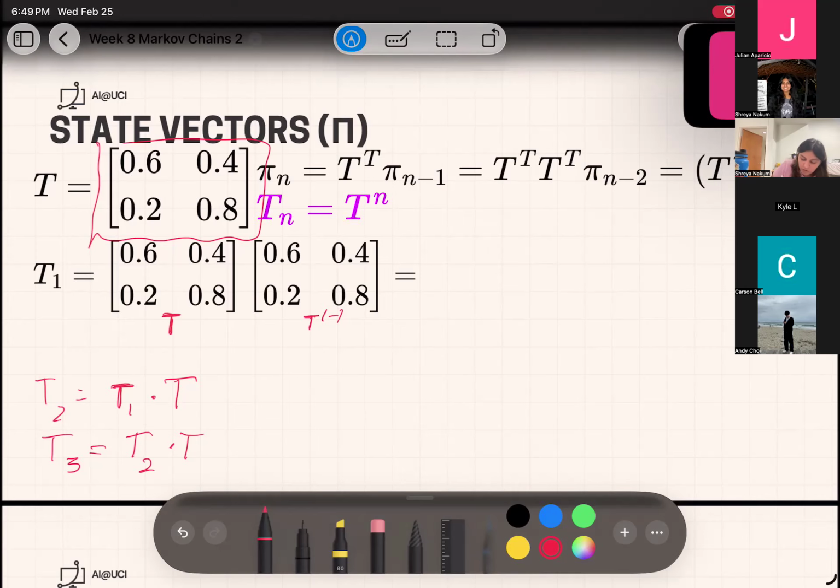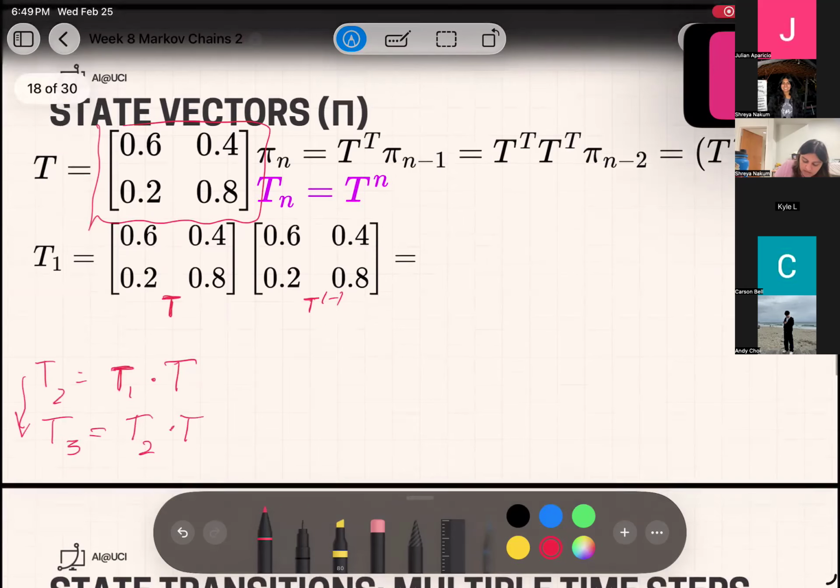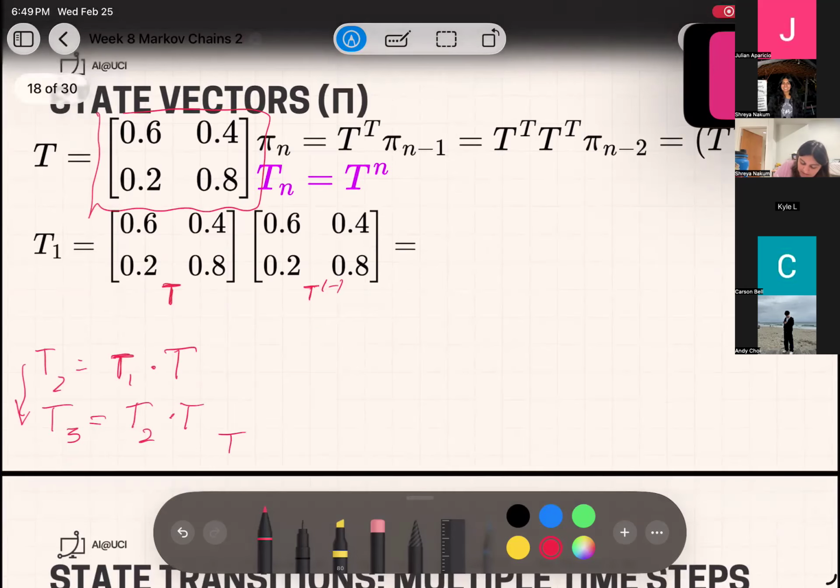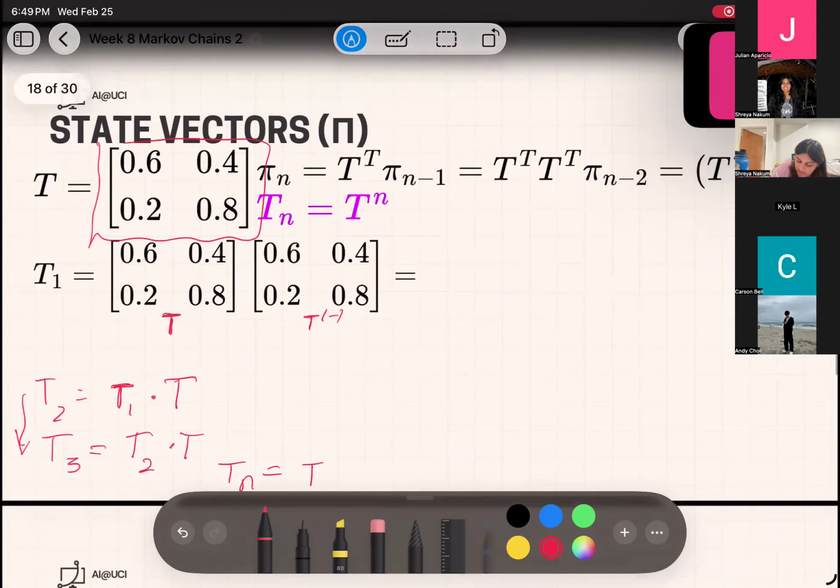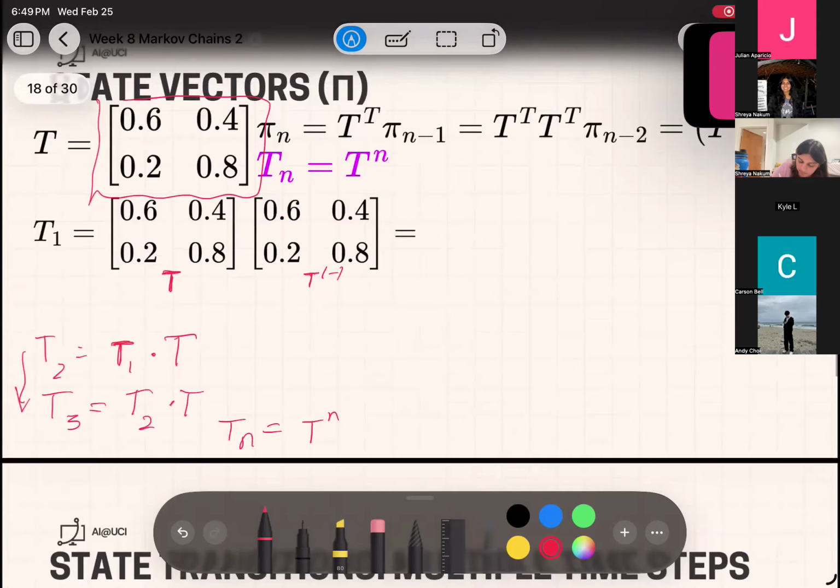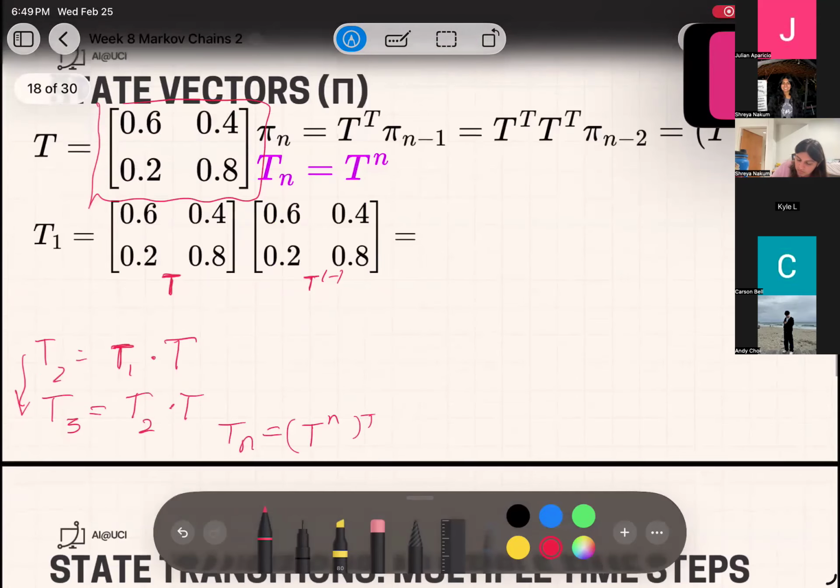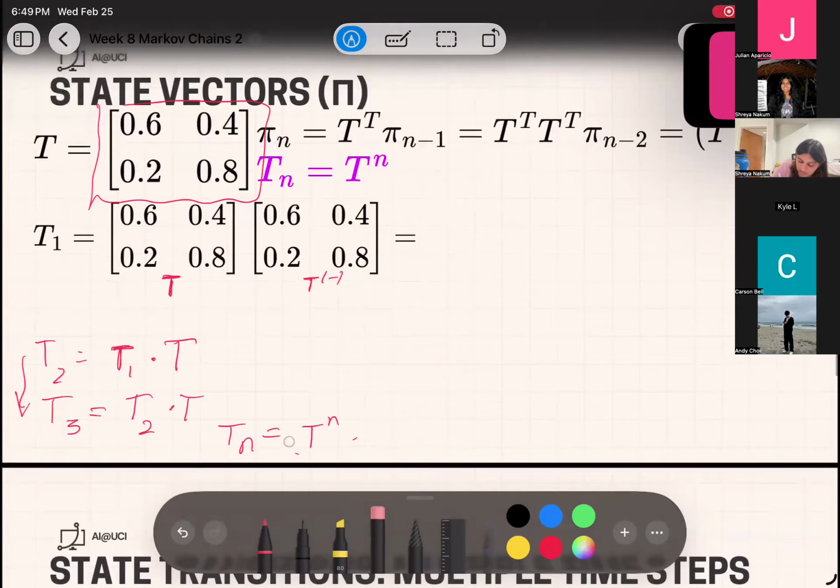If you keep following this path, the time step at n is going to be equal to, because T2 is equal to T1 times T and T1 is equal to T0 times T, the initial vector times T to the n. So all we care about is the state transition matrix itself. That's what the probabilities will become.